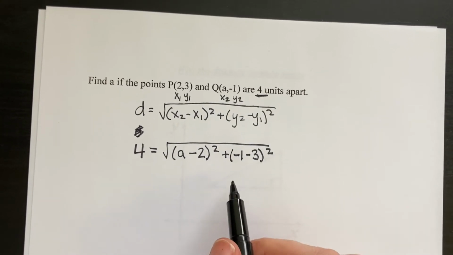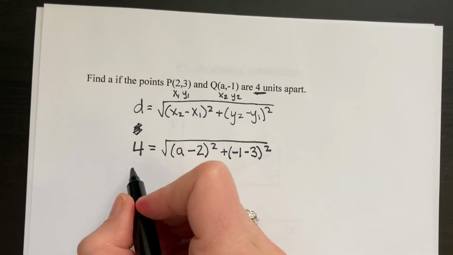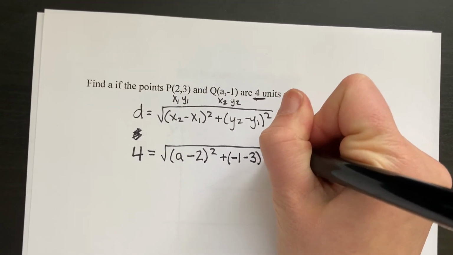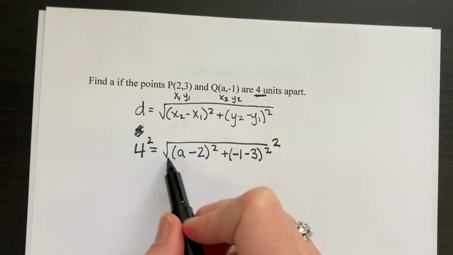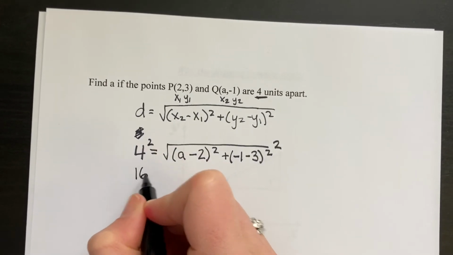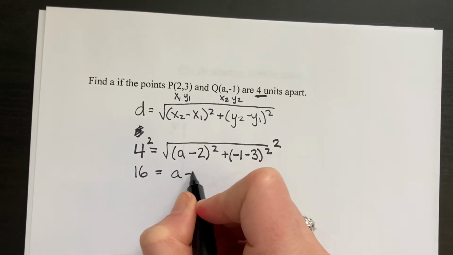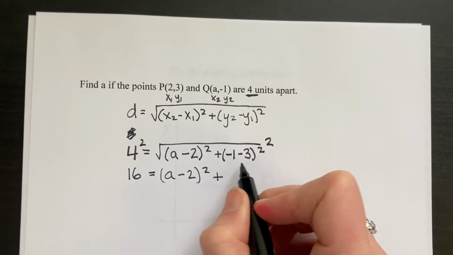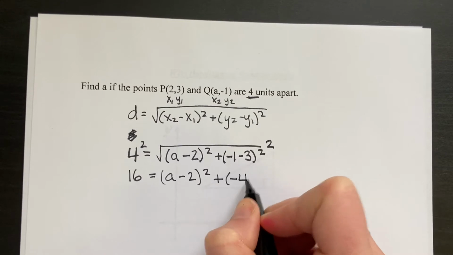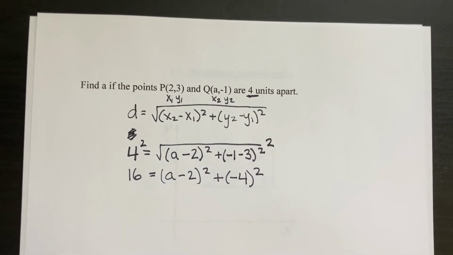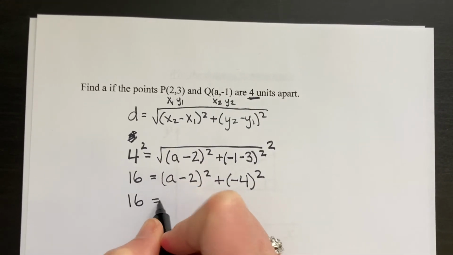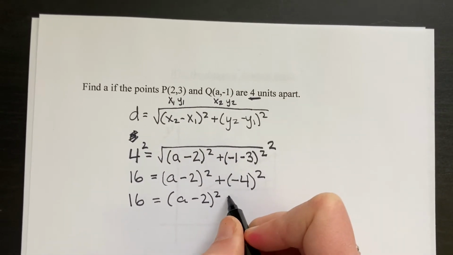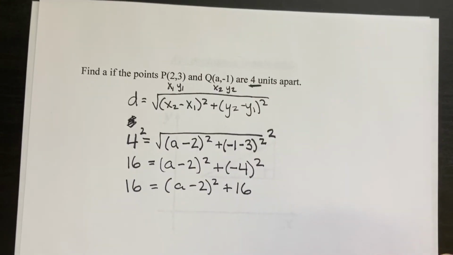Basically, we're going to rearrange this because we're solving for A. So right off the bat, actually, I'm going to square both sides. If I square both sides, that's going to get rid of this square root here. So we're going to have 16 equals A minus 2 squared plus, while I'm at it, I'll put these together, -4 squared. So that's 16 equals A minus 2 squared plus 16.